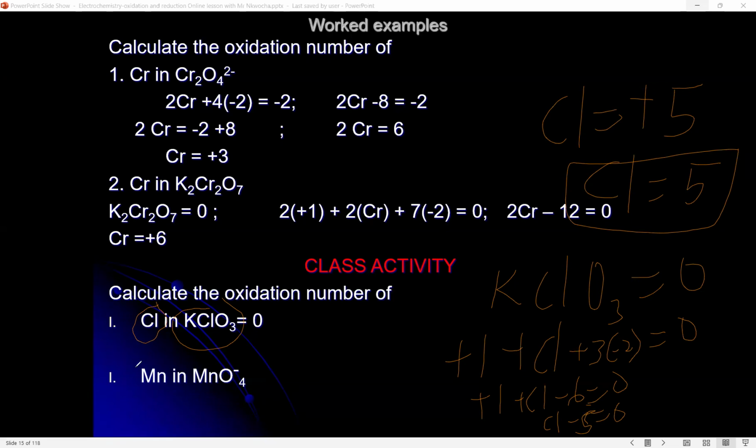You must show that it's an oxidation number. You must put the positive charge there. So here, you can see chlorine here is +5. Okay, so that's no big deal. That's easy. Hope you got the rule.